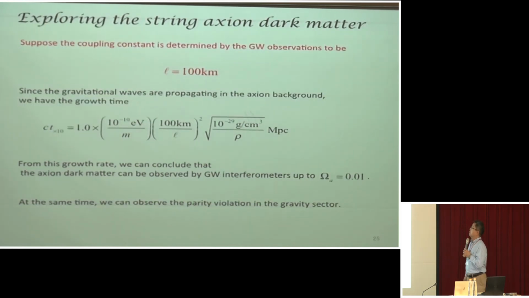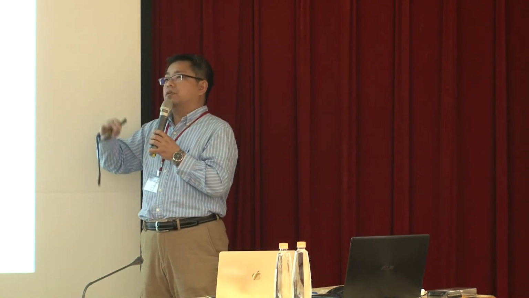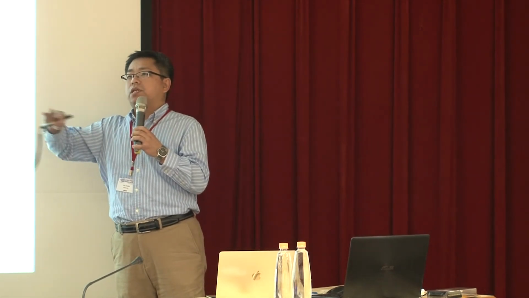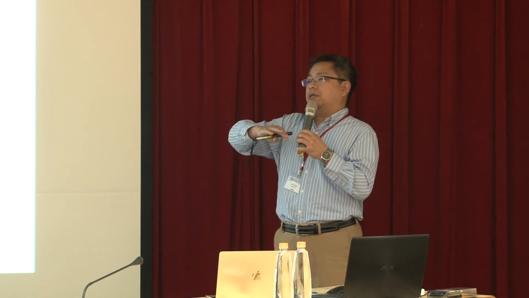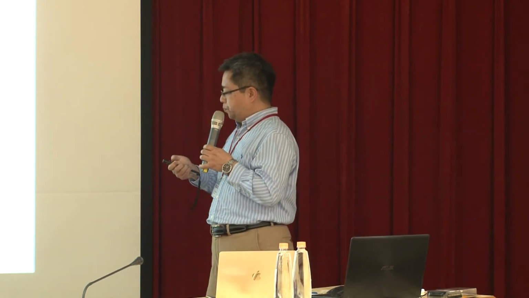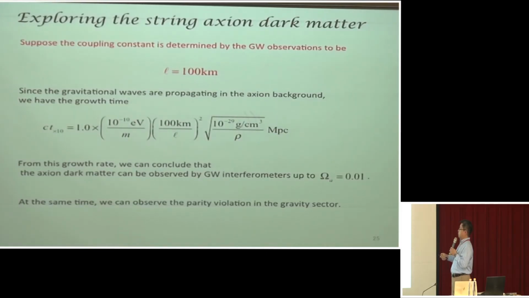That's the second result. Finally, if we assume the coupling constant is observed by the gravitational wave interferometer, suppose L is determined to this value, 100 kilometer. Then the distance scale becomes this. In the universe, axion dark matter is coherently oscillating even in the void region, because the axion field consists of dark matter. Because of that, we took this value for the average density of the universe. We assume mass 10 to the minus 10 electron volt, and we assume the coupling is 100 kilometer.